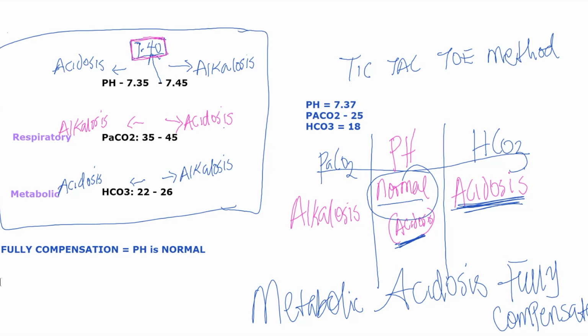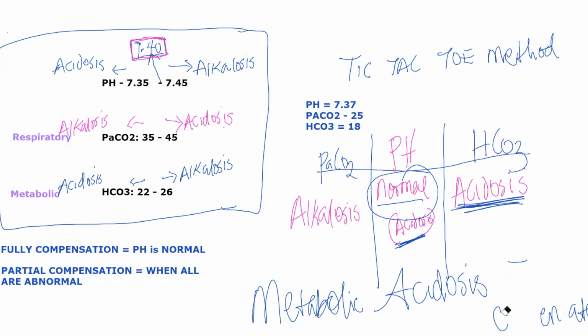The other kind of compensation that we have is the partial compensation. So we say that an acid-base imbalance is partially compensated when all are abnormal. When they're all abnormal and out of their normal range, we have a partial compensation going on because they are all trying to do something. They're all trying to solve the situation and solve the problem. So I will give you a visual representation of what that might look like.